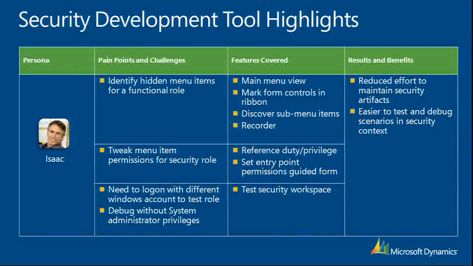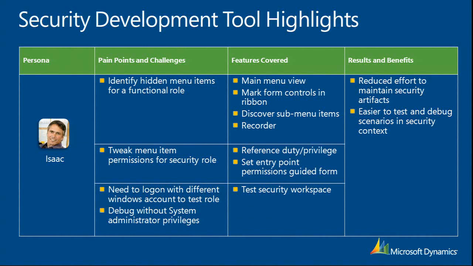So let me just recap the highlights of this tool. I've listed out all the pain points that we had in AX 2012 as of today. One of the pain points was that it was pretty difficult to identify hidden menu items on a functional role. Some of the features that this tool comes with to mitigate this problem are the main menu view, the mark for controls, and the ribbon. This covers up menu items in the recorder.